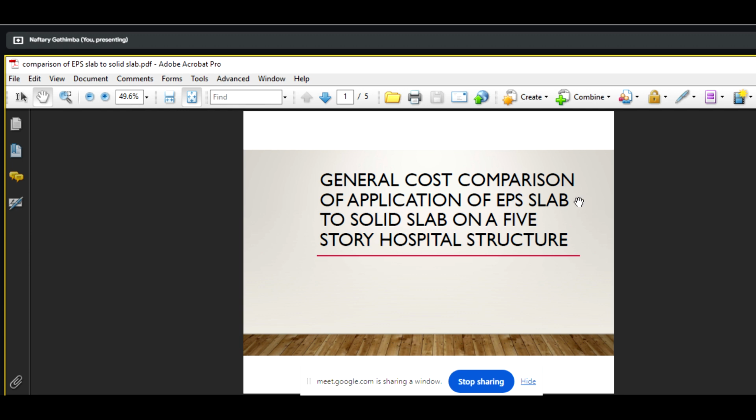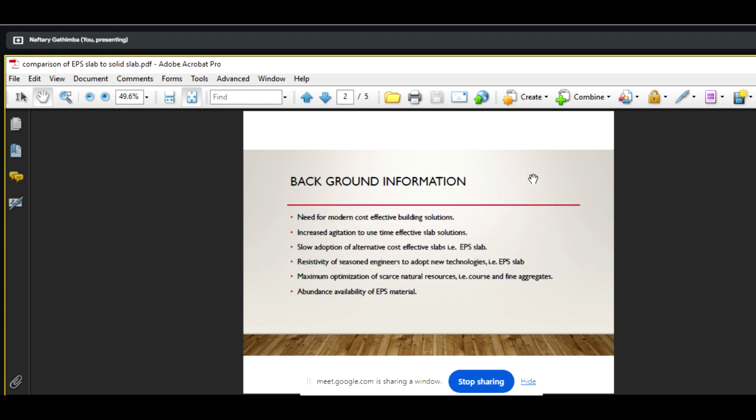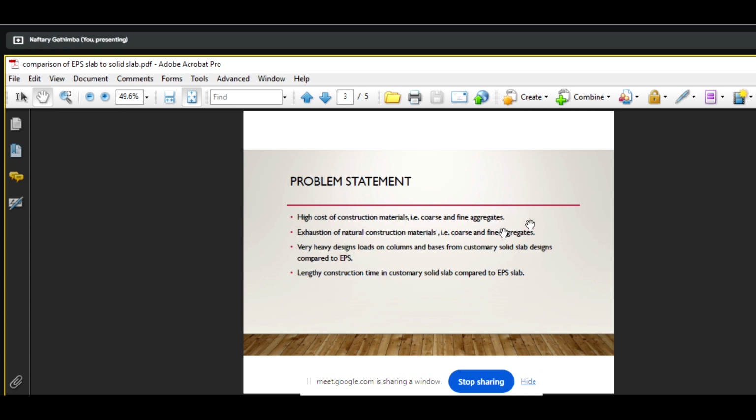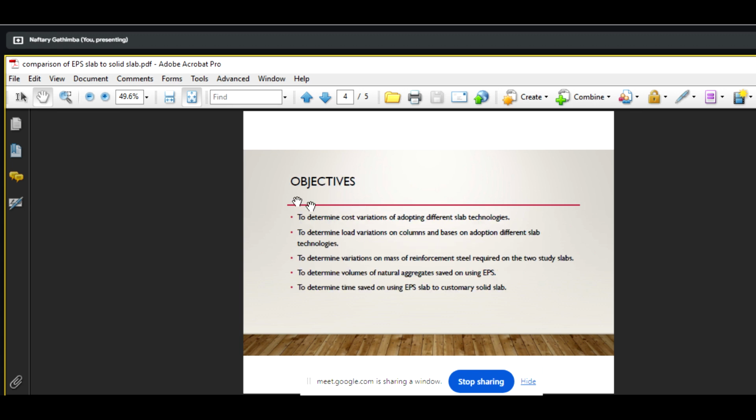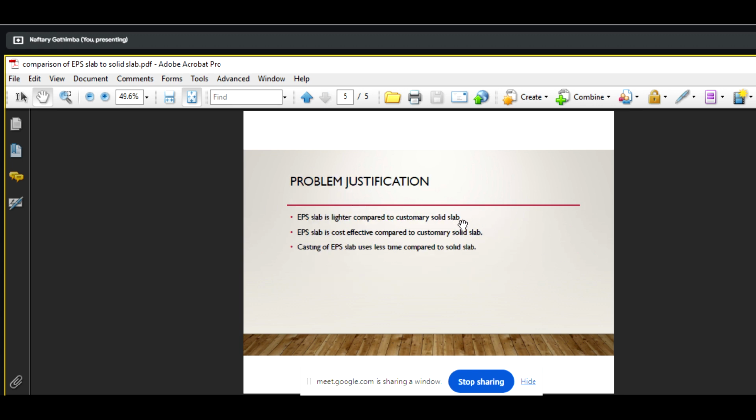Now, this is what these guys had prepared, which is something good in terms of preparation, presentation. When you want to show me a concept, you see, these are just 5 slides. I can see the topic, I can see the background. So it means you did some reading. You didn't just sit down and then think that this is the topic I want to present. Then they gave some problem statement, objective, justification.